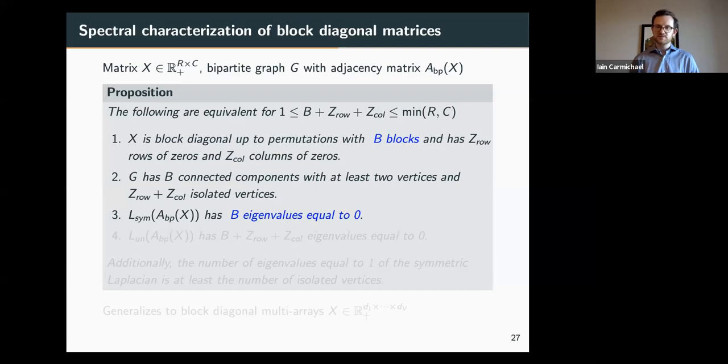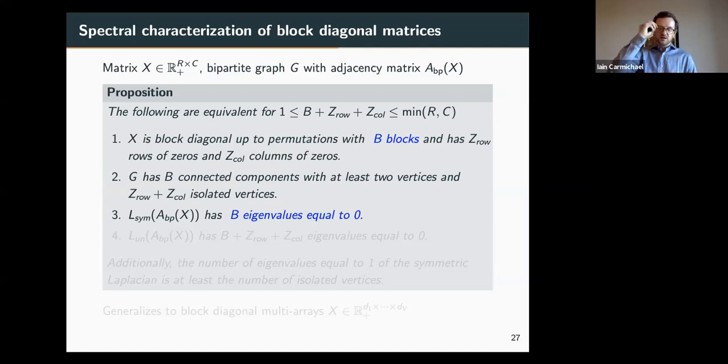So A_BP just means the adjacency matrix of that bipartite graph that I mentioned before, whose vertex sets are the rows and columns of X. The symmetric Laplacian of this matrix has exactly B eigenvalues equal to 0. So in other words, the 0 eigenvalues of the symmetric Laplacian count the connected components with at least 2 vertices. It ignores isolated vertices, which in turn counts the blocks of a block diagonal matrix up to permutations.